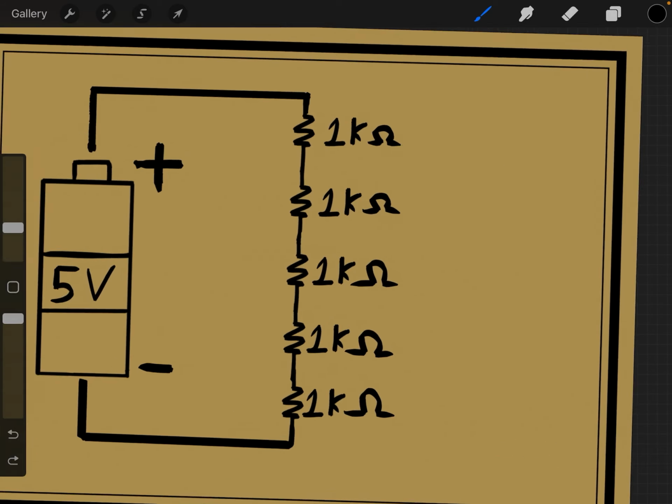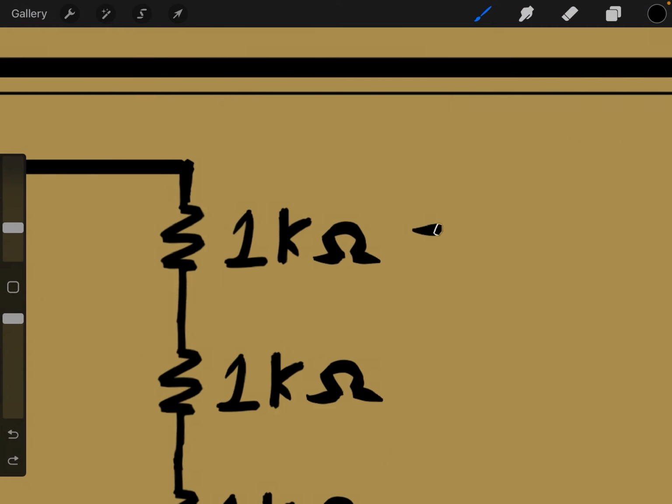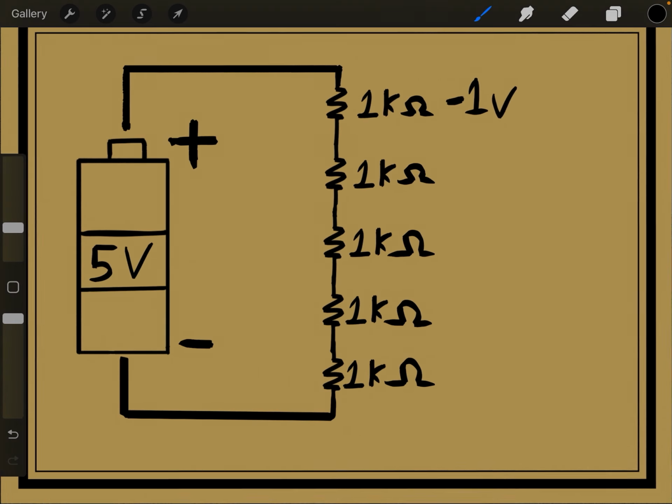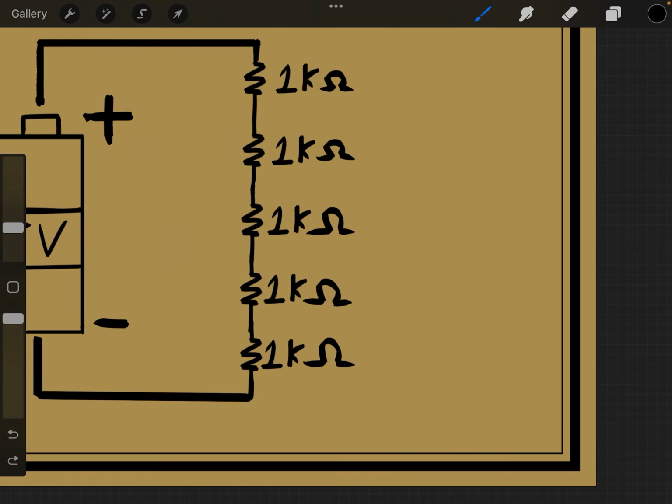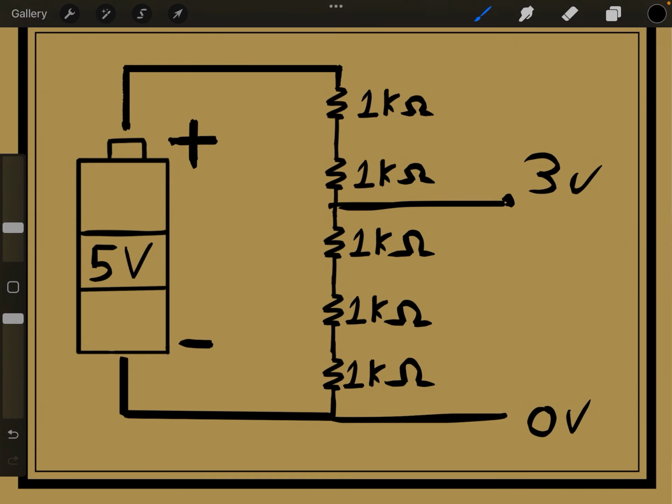Anyways, back to our example. If we know that across each one of these resistors, we're going to lose 1 volt of potential energy, and it's going to go from 5 volts to 4 volts to 3 volts, what we can do is split the circuit off here and split the circuit off here. And for 0 load, we know that this must be 3 volts and that this must be 0 volts. And you can see now why it's called a voltage divider. We can't actually gain any voltage with this circuit, but we can divide the voltage so that we can have a proportional amount of the original voltage.